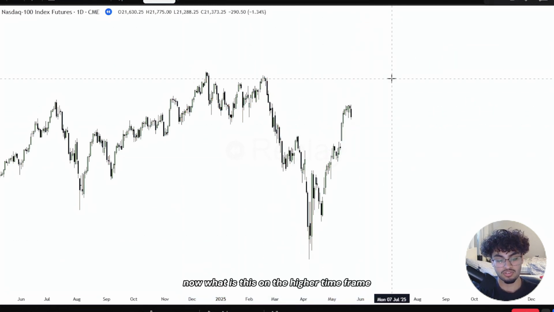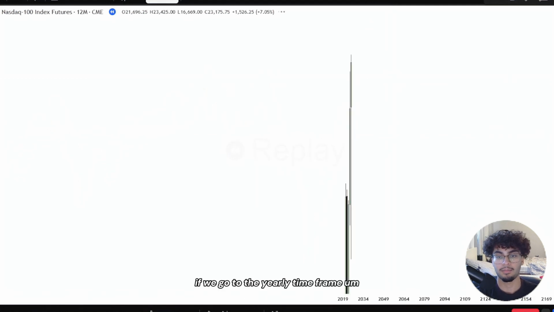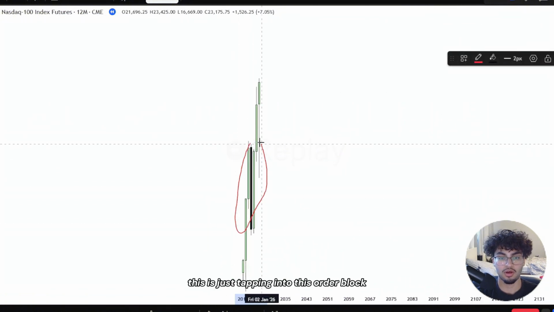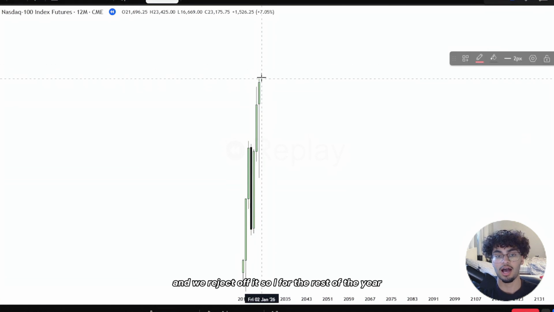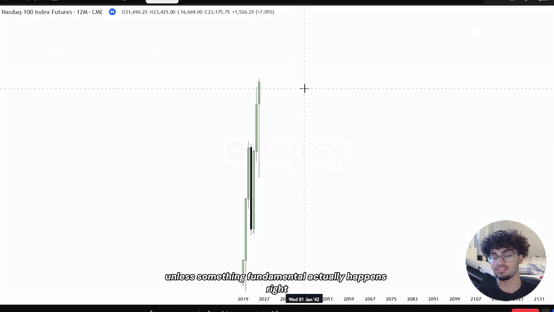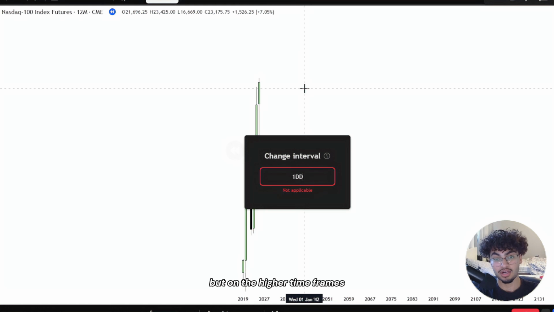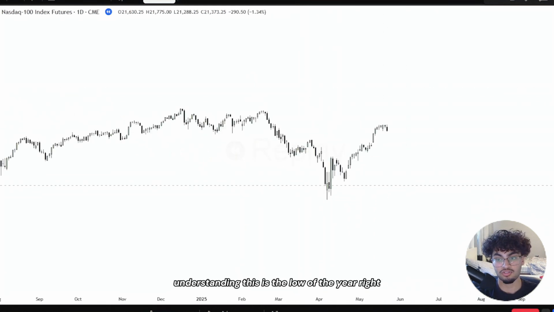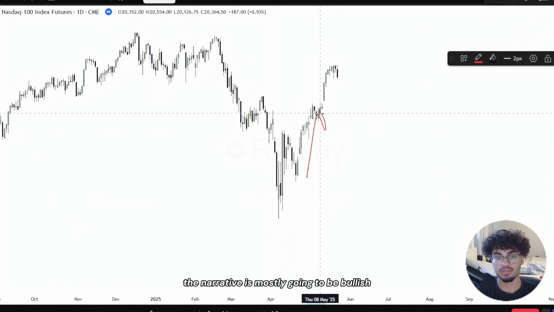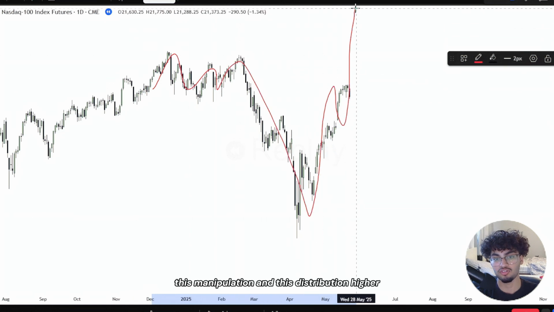Now, what is this on the higher time frame? If we go to the yearly time frame, you can clearly see this is just tapping into this order block and we reject off it. So for the rest of the year, I'm expecting bullish price action unless something fundamental actually happens, right? Where it's out of our control. But on the higher time frames, understanding this is the low of the year, right? The narrative is mostly going to be bullish. That's one way to look at it, where we have this accumulation, this manipulation, and this distribution higher.